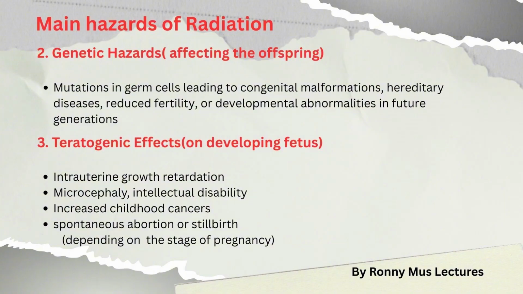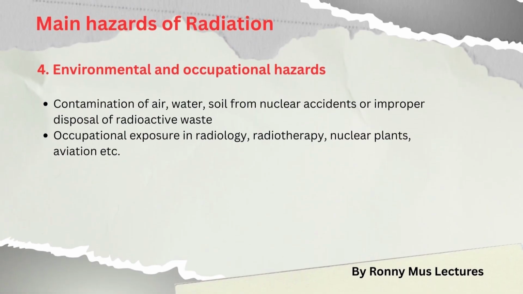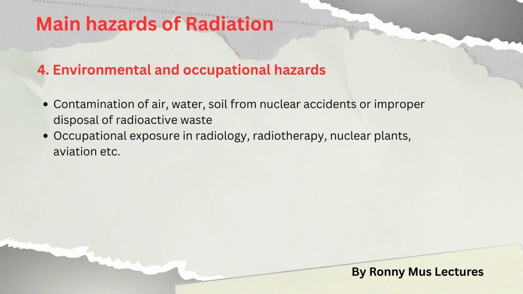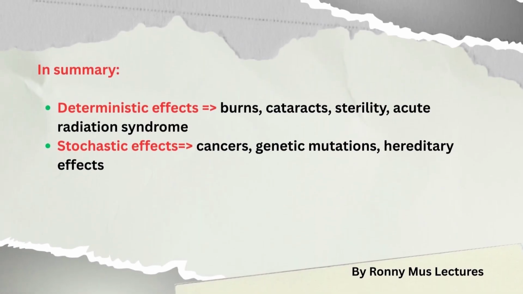You can have teratogenic effects. Those are effects on the developing fetus, whereby you'll end up with intrauterine growth retardation, microcephaly, childhood cancers, and you can also have spontaneous abortions. Then you also have environmental and occupational hazards. So on the environment, you can have contamination of air, water, soil. You can also have occupational exposure to radiation during radiology, radiotherapy, and for those people who work in nuclear plants.